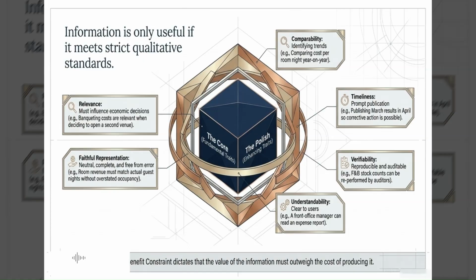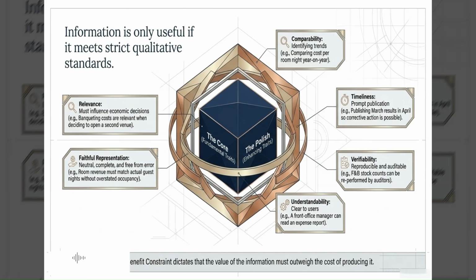Banqueting venue costs are highly relevant when the board is deciding whether to open a second function room. Those same costs are irrelevant to a decision about outsourcing the laundry.